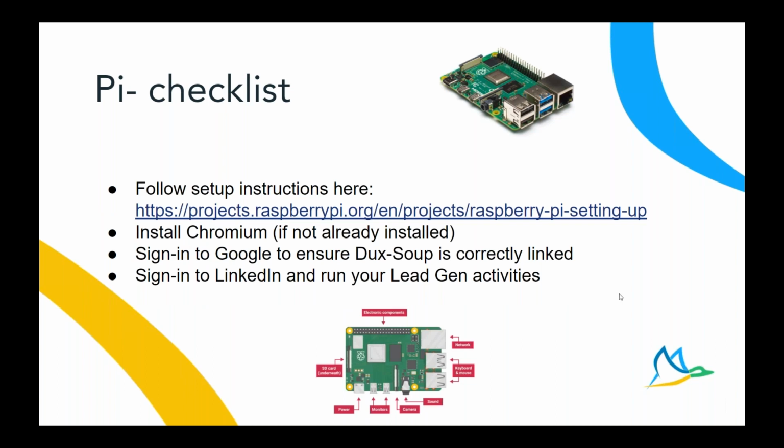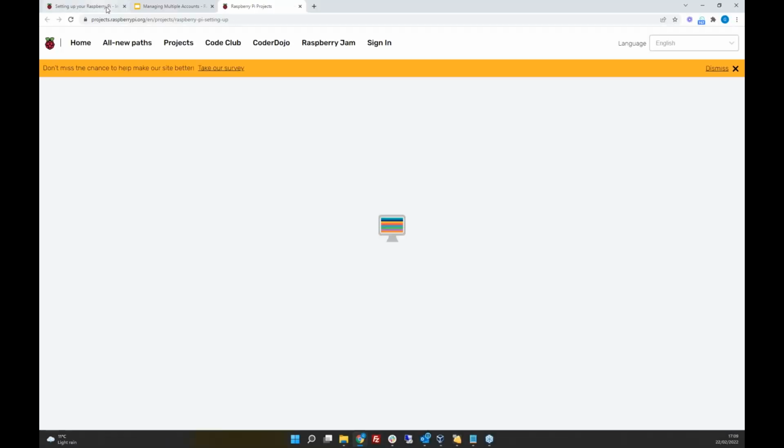So if you've got a Pi and you're wanting to set it up, there are some fantastic resources online. So it doesn't really need me to go through all of those steps, but there's a link here, and also on the handout on the webinar page, I've put the handout there with some links on. Basically, we'll just have a flick through those instructions. If you haven't got Chromium already installed, Chromium is the vanilla version of Chrome, if you like. Then you sign into Google, you link your Dux-Soup account, and then you sign into LinkedIn and run your lead generation activities. What we'll do is we'll just go to this link here a second.